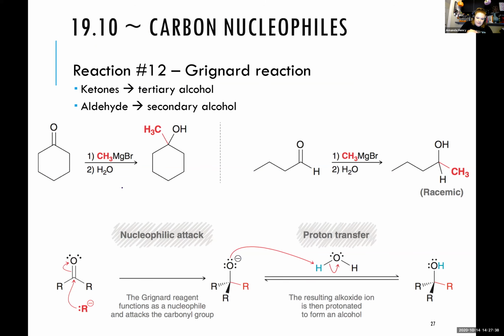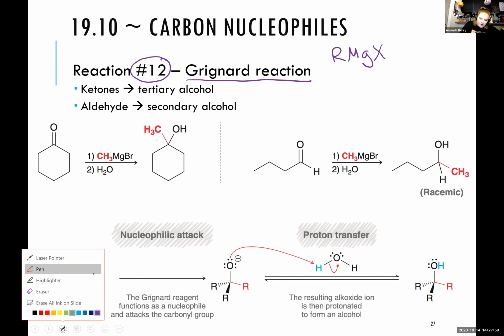The first carbon one we're looking at is the Grignard reaction. So number 12, Grignard. And this is what our lab was based on for Monday. A Grignard reagent is some kind of carbon group bonded to a magnesium and a halogen. And that halogen is either going to be chlorine or bromine.